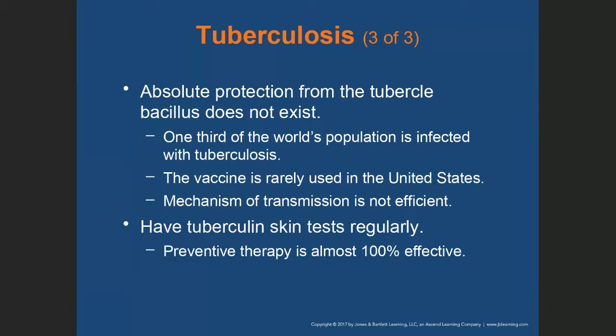The vaccine is rarely used in the United States. Mechanism of transmission is not efficient. In EMS, you're required to do a tuberculin skin test regularly, right? And it's done every year. In Jamaica, you can get the test done. If it's positive, then you need to do a chest x-ray to ensure that nothing is wrong with the lungs.